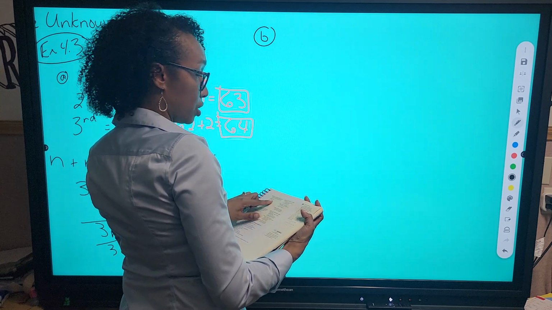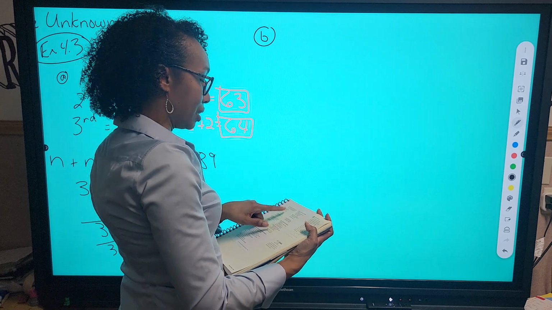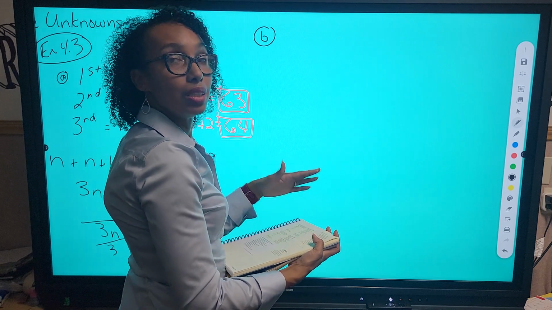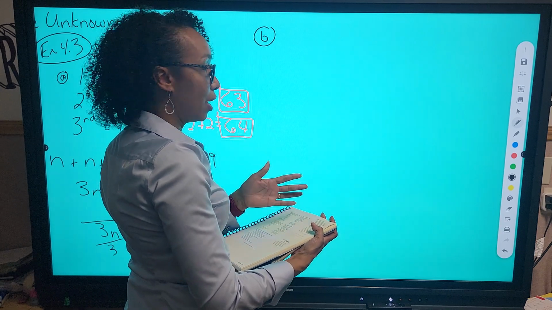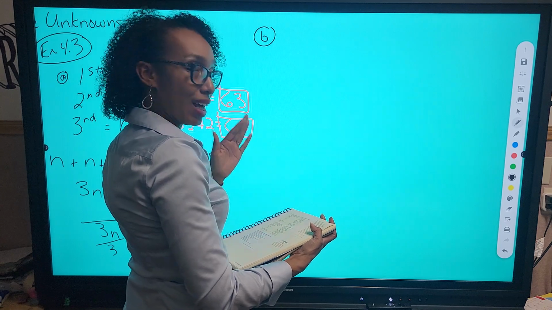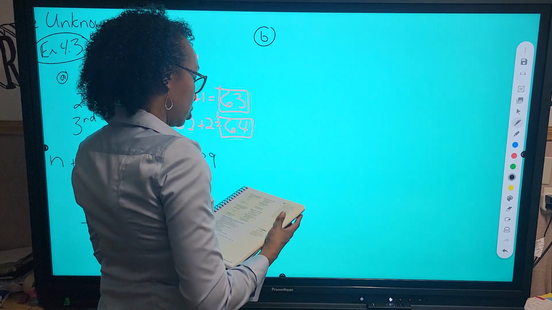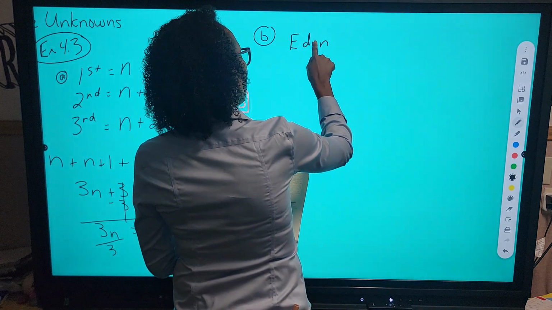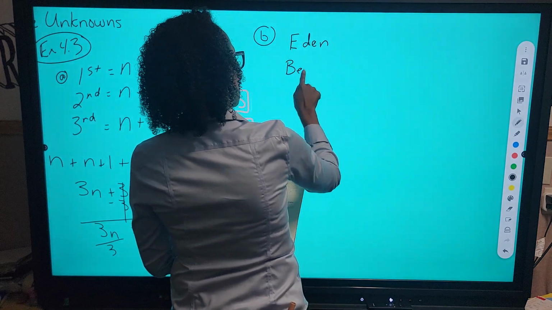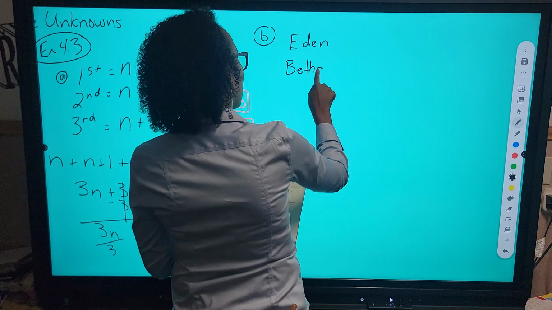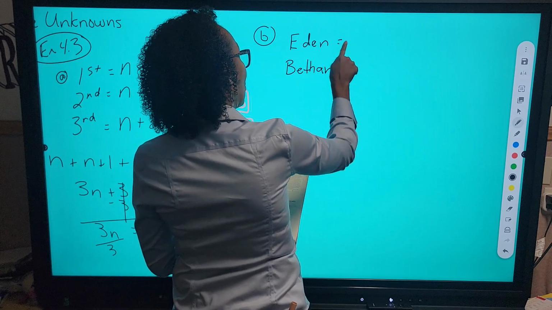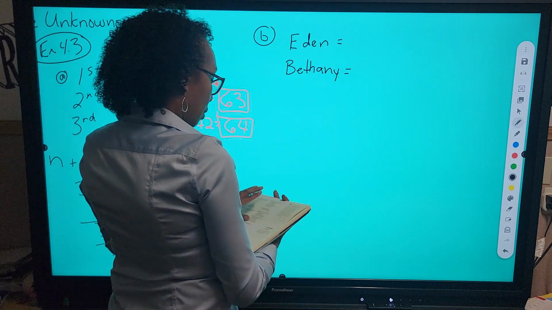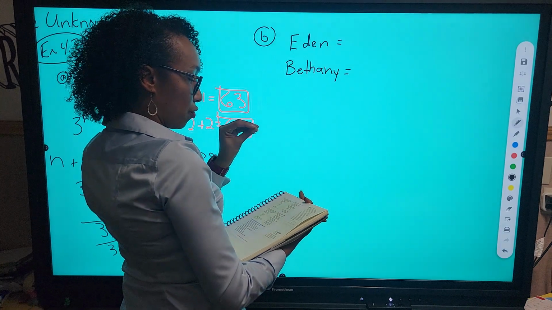Okay, so the first thing I keyed in on is that last part where it says, how old is each sister? So if I don't know anything else, I at least know to label the two sisters. So the two sisters were Eden and Bethany. Okay. Now we'll go back and find that most important phrase.